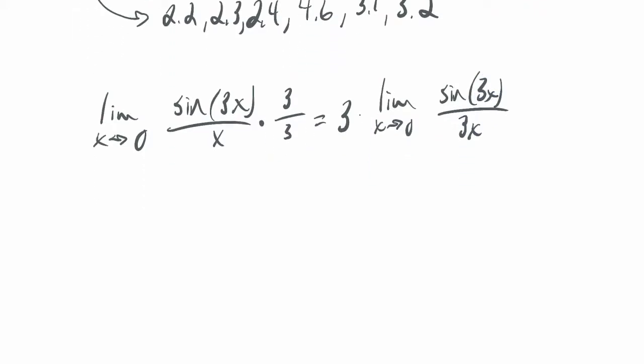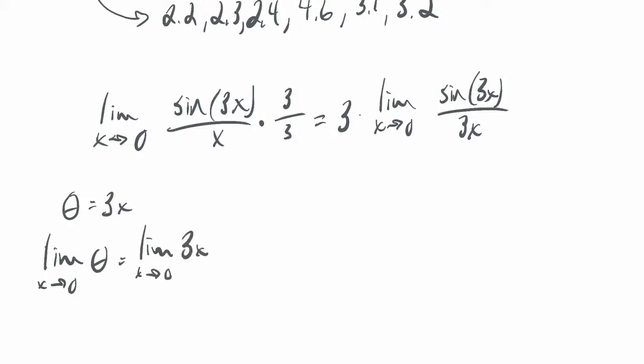We can do what's called a change of variable. And I can say, okay, I'm going to say that theta equals 3x because in the theorem we have sine theta over theta. Well, whatever it is that is inside the sine function, I'm going to call that theta. And then I can ask, okay, when x goes to 0, where does theta go? What is the limit as x goes to 0 of theta? Well, that's the limit as x goes to 0 of 3x. And since that's a polynomial, we just plug in 0 and we get 0.